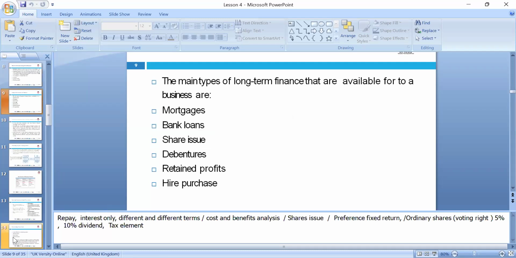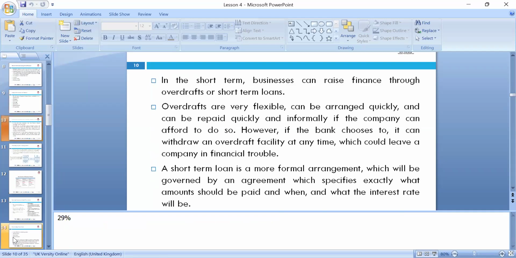So we can look at mortgages, bank loans, share issues, debentures, retained profit, and hire purchase. Hire purchase means any asset you hire, which can then be purchased. That's quite crucial, and we need to look at the cost and benefit analysis. For share issues: preference shares have fixed returns, while ordinary shares carry voting rights.